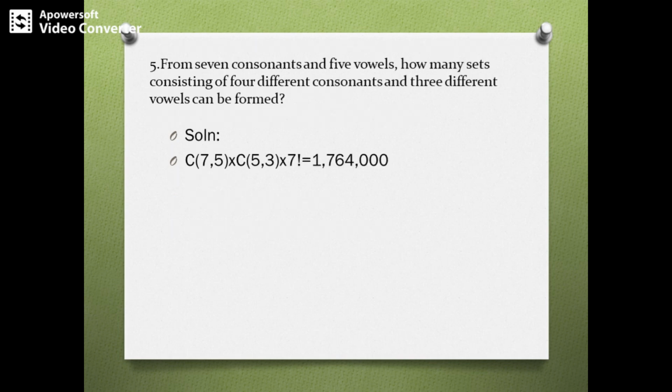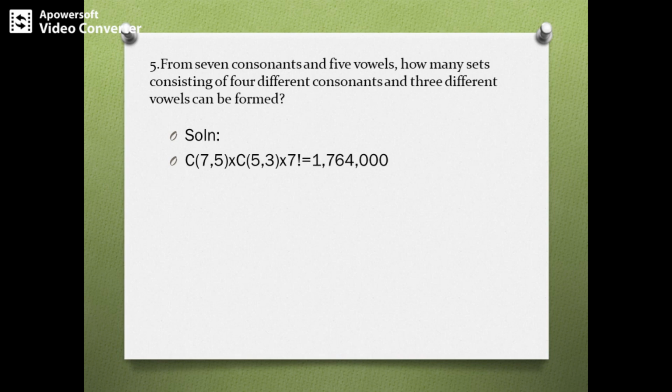So coming to the next question, we have got 7 consonants and we are supposed to make a set of 4 different consonants and 3 different vowels. So this can be done. See, 4 different consonants can be selected from 7 consonants in C of 7 comma 4 ways. And from the set of 5 vowels, we are supposed to frame 3 different vowels. This can be done in C of 5 comma 3 ways.